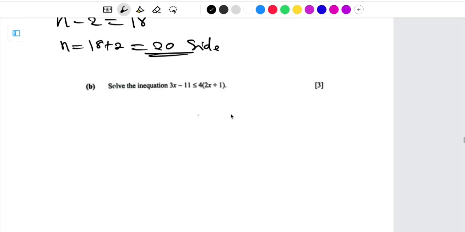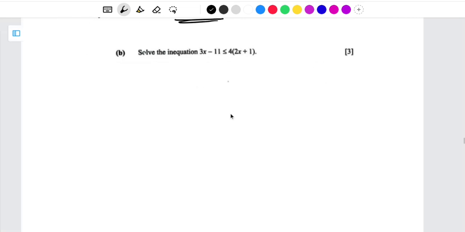Question B, solve the inequality. So here we have to start with the brackets first. So 4 multiplied by 2x, we're going to get 8x. Then 4 multiplied by positive 1, that is 4. Collecting the like terms, this one has to go to the other side. So we're going to have 3x minus 8x less than or equal to 4.